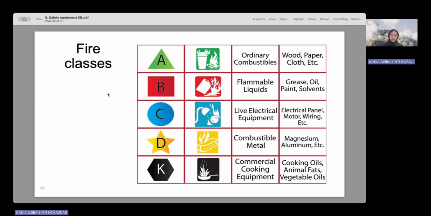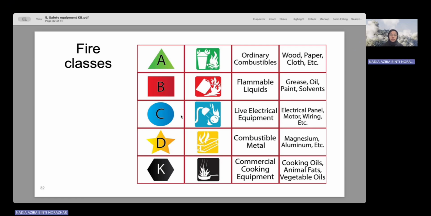Okay, here are the fire classes. These are the 5 fire classes. The first one is A, in green color. It is used for ordinary combustibles such as wood, paper, cloth, etc. Next is B, the red color. It is used for flammable liquids such as grease, oil, paint, and solvents.